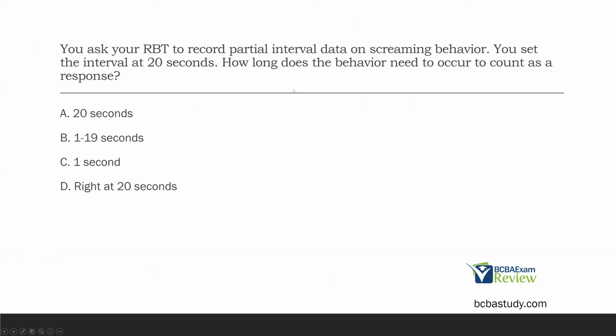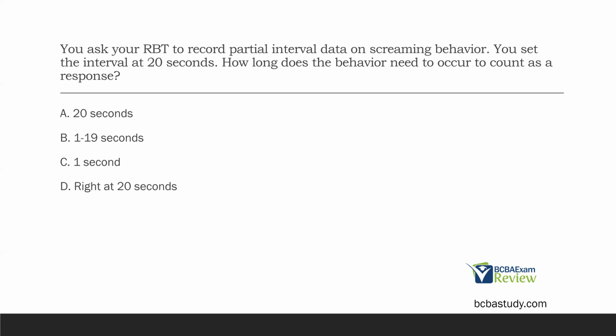behavior. You set the interval at 20 seconds. How long does the behavior need to occur to count as a response? What are we going to do? We are going to attack the question. And by attacking the question, that means we're going to do all our work up front. Before you get to the answer choices, make sure you understand what the question is asking and what's inside the question. What is the question asking? The question is asking how long the behavior needs to occur to count as a response.